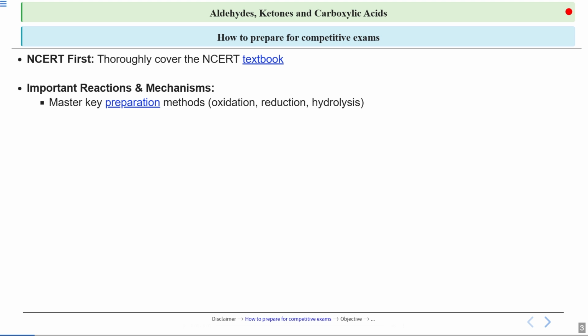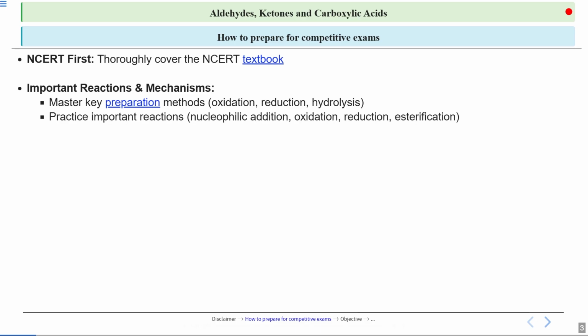These reactions are the building blocks of organic chemistry, which help you to transform one functional group into another. You have to practice important reactions, which are nucleophilic addition, oxidation, reduction, esterification. You have to understand the reaction mechanisms very clearly. Understanding the reaction mechanism is essential.